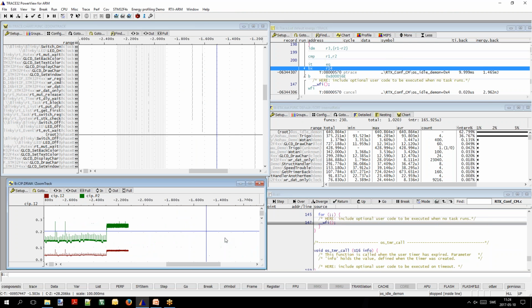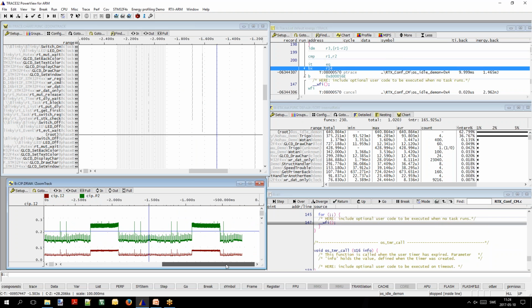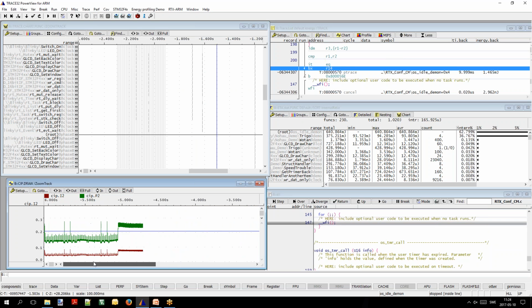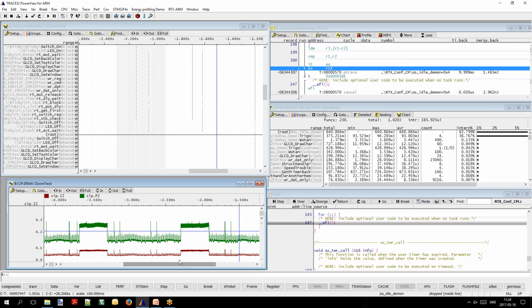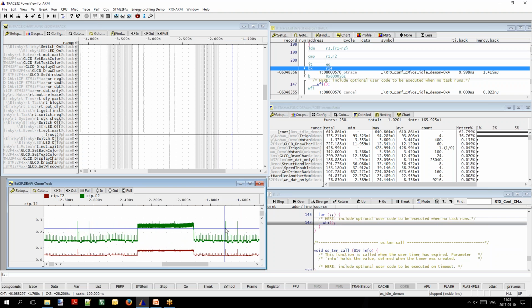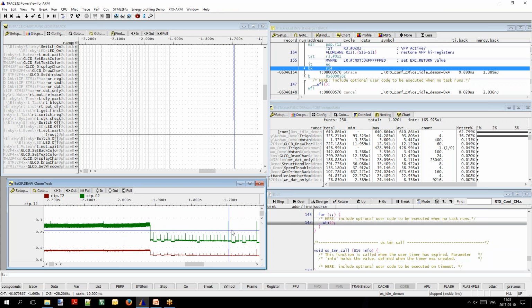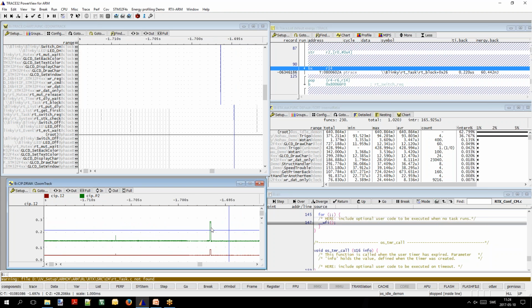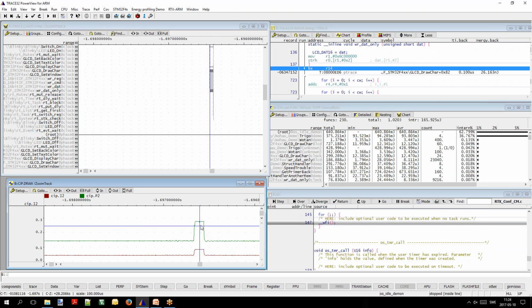If we zoom out a little bit more and we have a look here, we have also a power peak. Is it the same or is it a different one? And yeah, we see this is also when clock has written to the LCD.